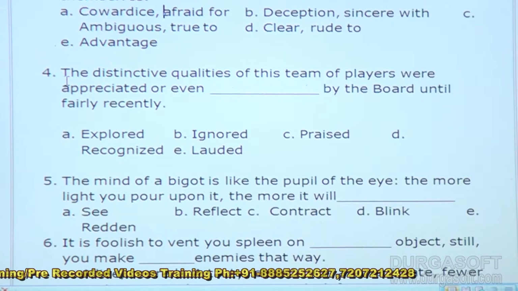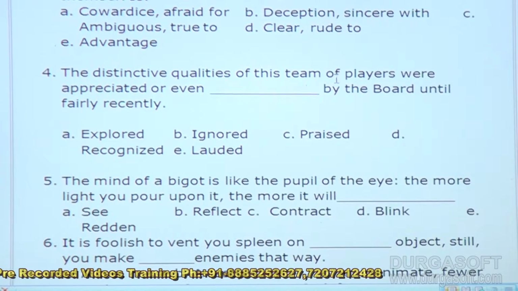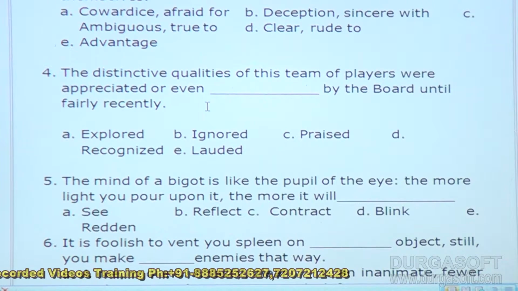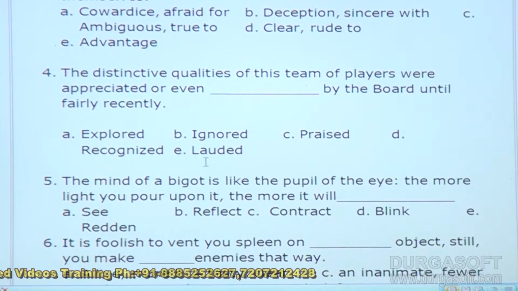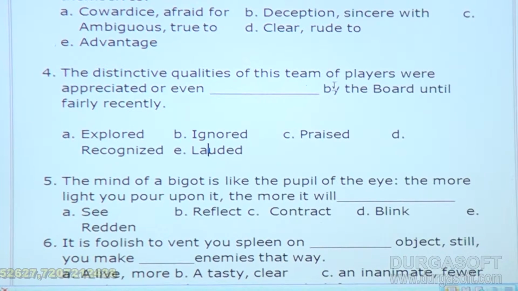Next, the distinctive qualities of this team of players were appreciated or even lauded by the board until fairly recently. So except lauded, are there any other choices? Let us see. Explored, even explored by the board until fairly recently? No. Exploration will not come in the second part of the sentence.